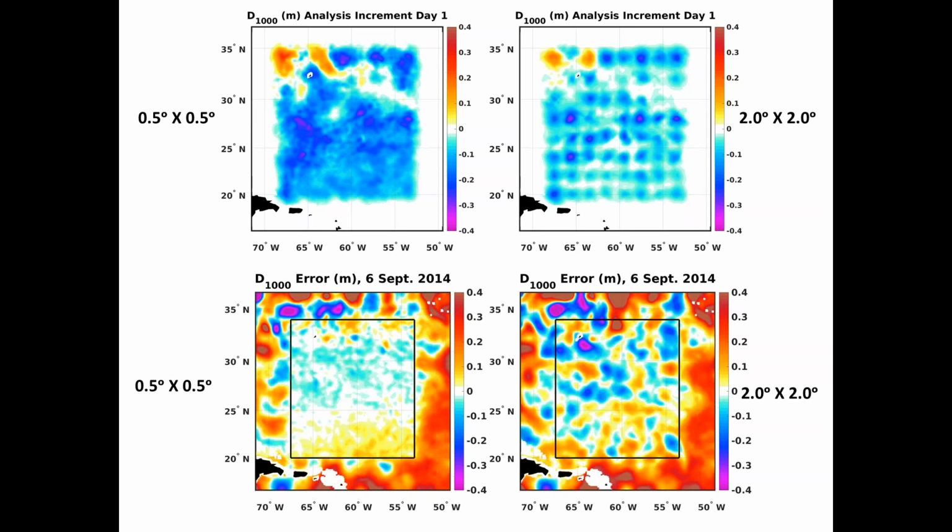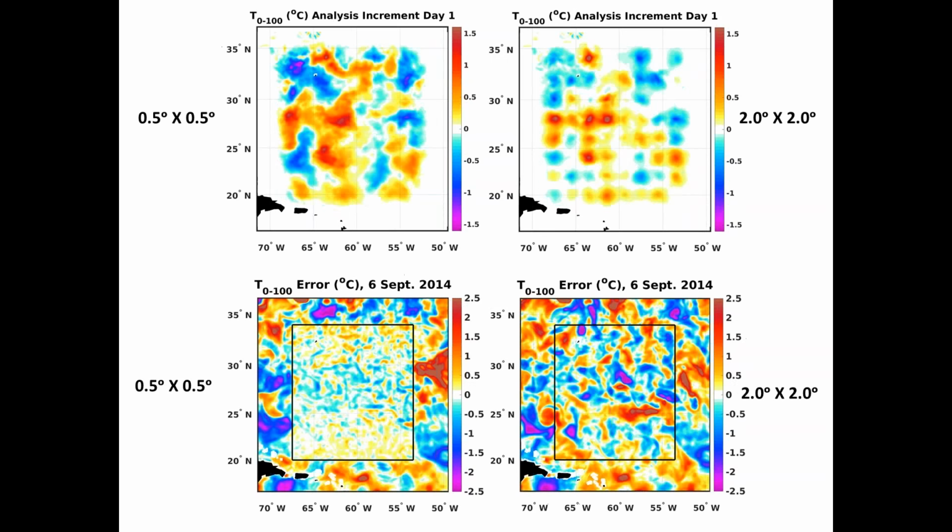For 0.5 degrees, the lower left panel shows a snapshot on 6 September 2014. So just the difference between the experiment and the nature run. In other words, it's the actual error. And you can see the large error reduction with the 0.5 degree sampling. Not so much for the 2 degree sampling. So resolution of the observations makes a big difference.